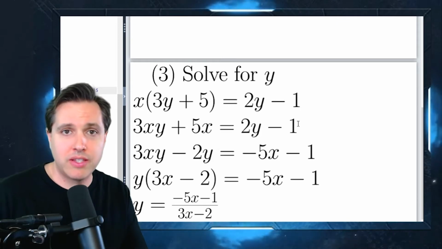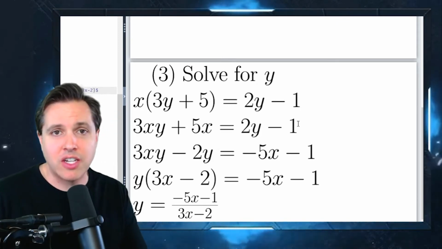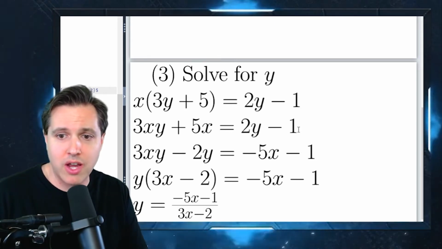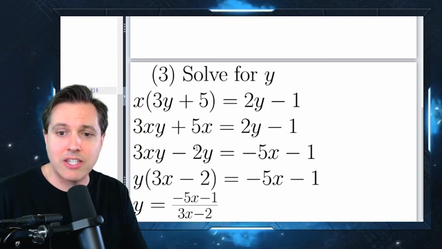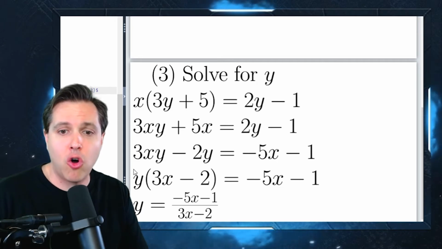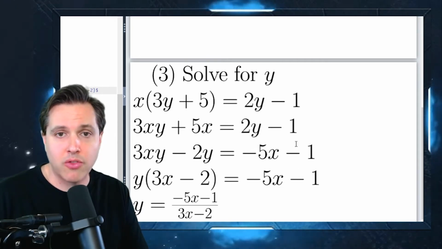Now the issue is we have to get all the y's on one side of the equation and everything that doesn't have y's on the other side of the equation. So you can see what went on here. I subtracted 5x from both sides of the equation, and I subtracted 2 y's from both sides of the equation. So that gave me all my y terms on the left and all my non-y terms on the right.